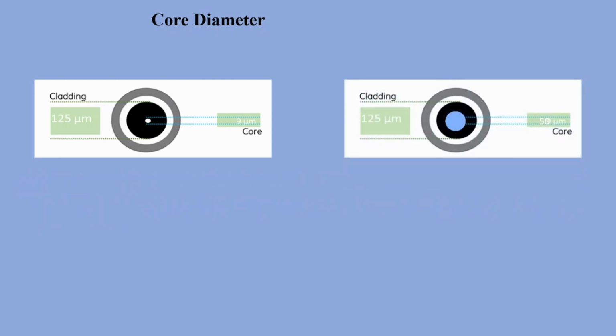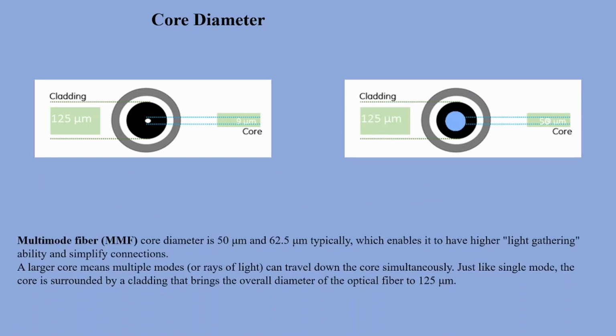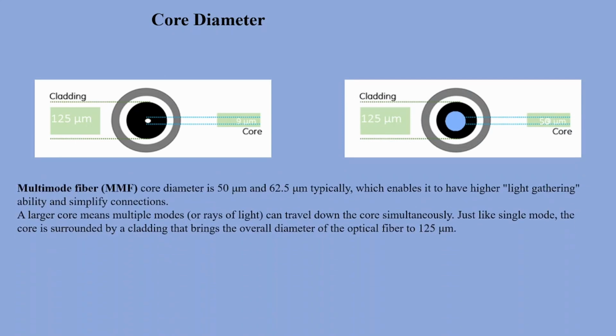And multimode fiber, or in short MMF, has a core diameter of 50 micrometers or 62.5 micrometers typically, which enables it to have higher light gathering ability and simplify connections. A larger core means multiple modes or rays of light can travel down the core simultaneously. Just like single mode, the core is surrounded by a cladding that brings the overall diameter of the optical fiber to 125 micrometers.